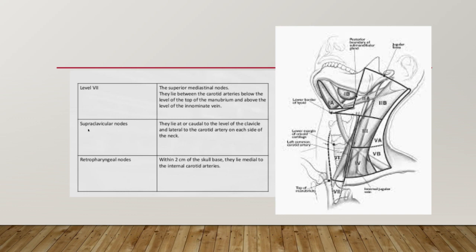Now, the supraclavicular group of lymph nodes, as the name suggests, lies at or caudal to the level of the clavicle, but is lateral to the carotid artery on this side and this side. The retropharyngeal lymph nodes are another group which lies within 2 cm of the skull base, and they lie medial to the internal carotid arteries.